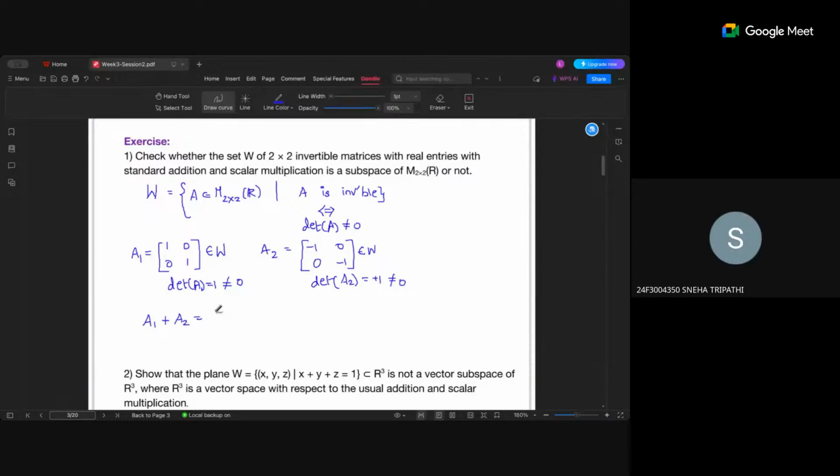Zero matrix. It is not invertible. So you see that A1 plus A2 is 0, 0, 0, 0. And this does not belong to W because the determinant of A1 plus A2 is 0. Right? So you see that this set W is not closed under addition. So can this be a subspace? No. So W is not a subspace.